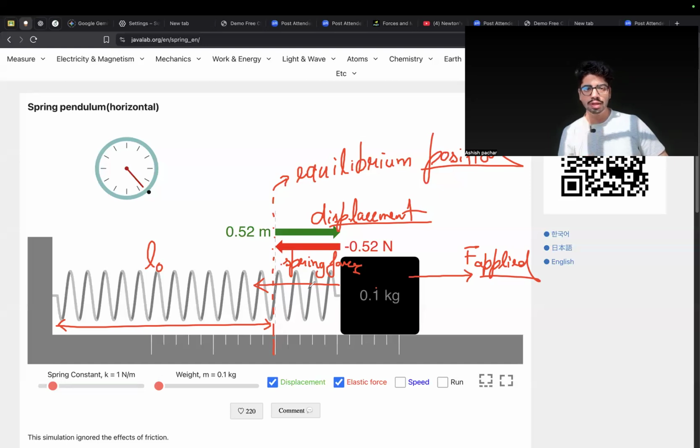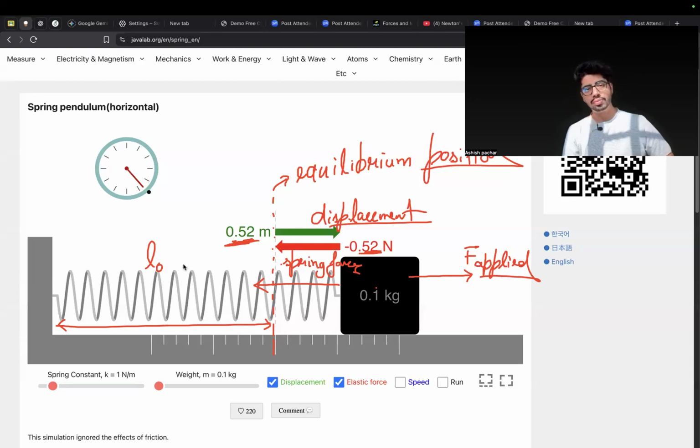Now, it is directly proportional, but with a negative sign. It is not that it is always exactly, say, 52 meters and also 52 Newtons. It is not always equal; it is directly proportional, and this depends on that.